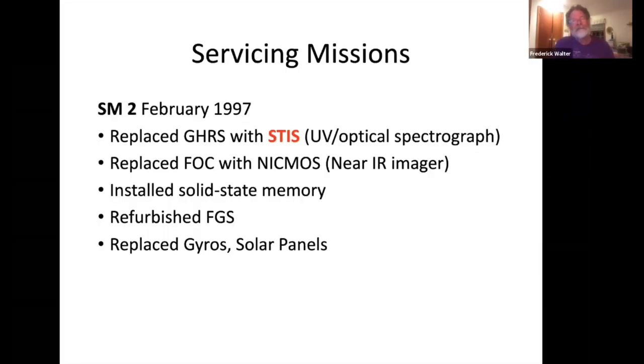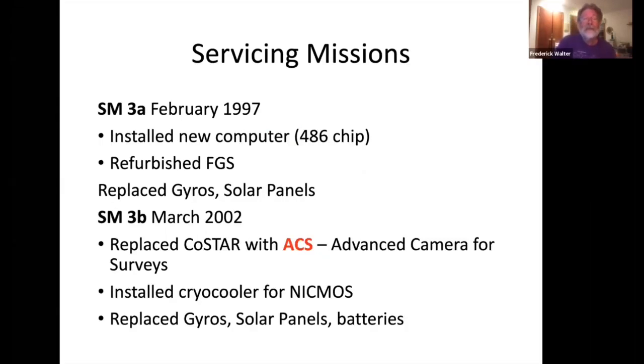Well, there have been a number of servicing missions. The instruments have been upgraded. It's been dealt with like a real observatory, where when instruments get better, you replace them. The Space Telescope Imaging Spectrograph was installed in 1997. The instruments in red are still working. And the gyros and solar panels were replaced, and they put in solid state memory. In 1997 and 2002, the servicing mission was split into 2 parts. They put in a new computer. They replaced the gyros and solar panels both times.